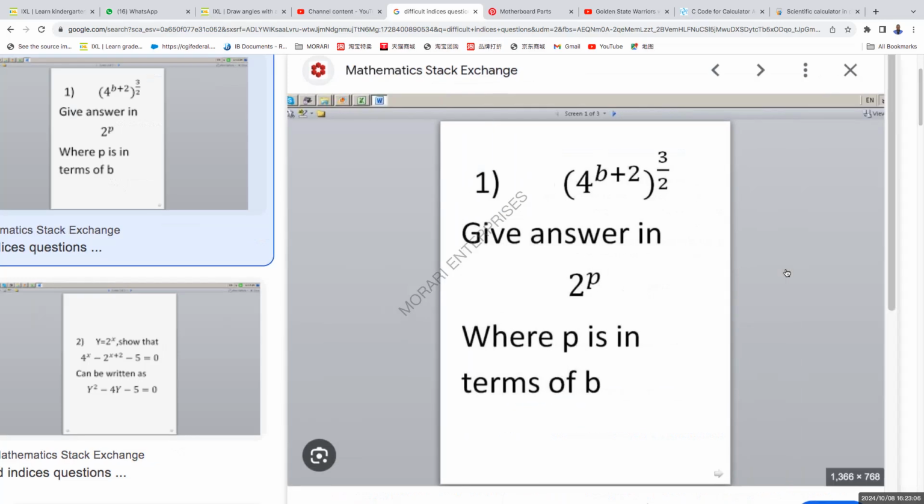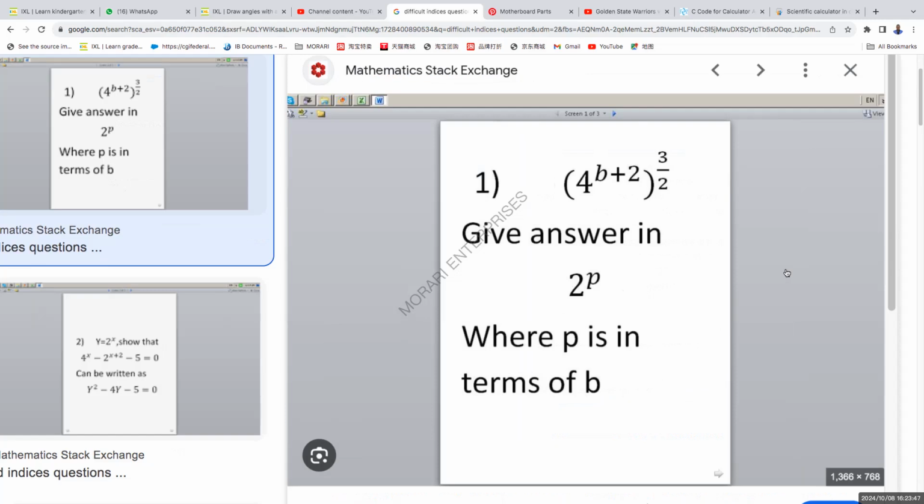Right, we have to look at some advanced indices problems. Who can read the question? 4 to the power b plus 2, in brackets, all to the power 3 halves. Give your answer in 2 to the power p, where p is in terms of b.